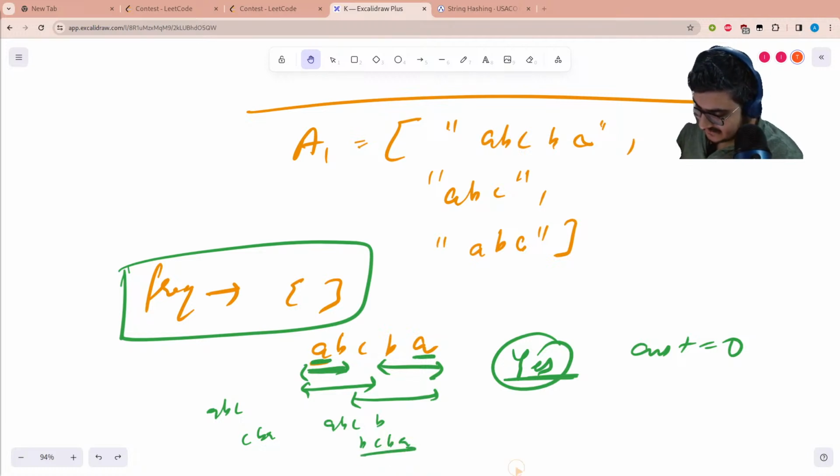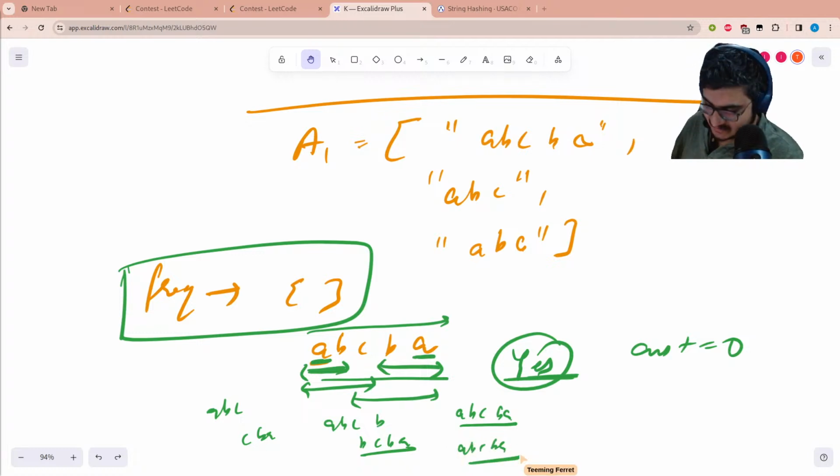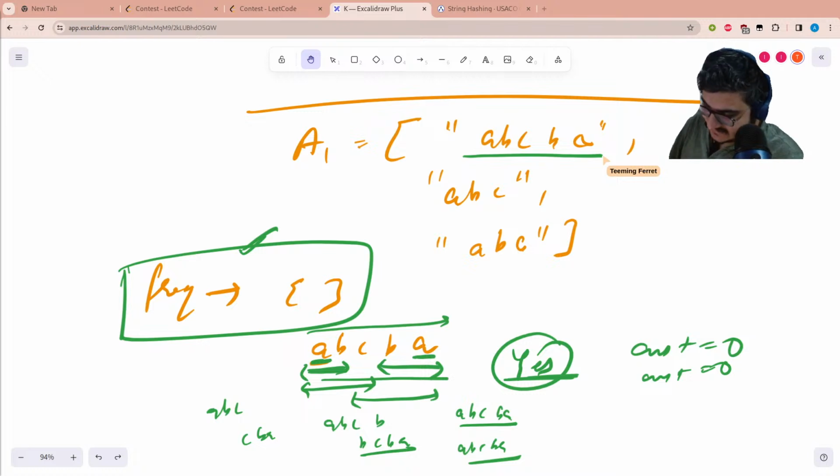Then I check the final five length string, ABCBA. This is the prefix going from here, and also the last five characters, ABCBA. Both of them are equal. So I check in this array how many times ABCBA appears. The answer is 0. So I add answer plus equal to 0. And once I have completed processing this string, I add this string over here.